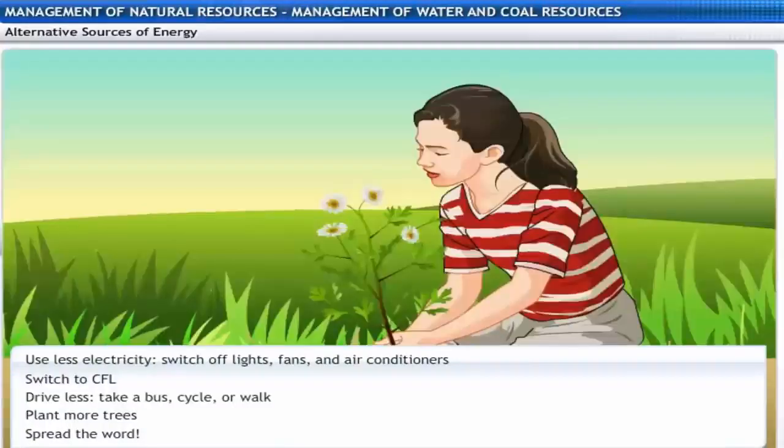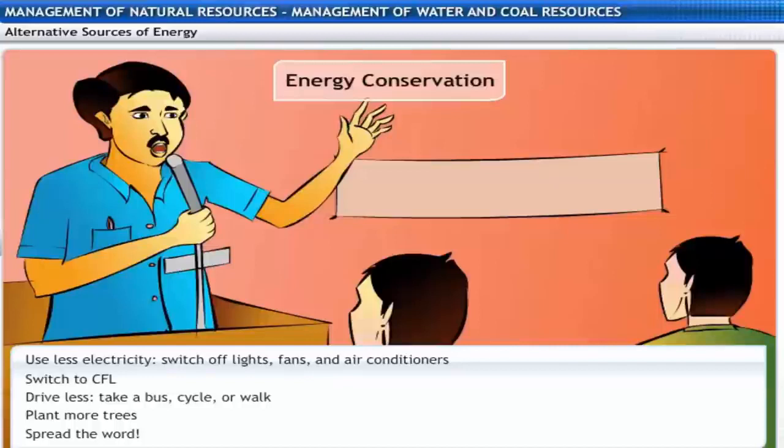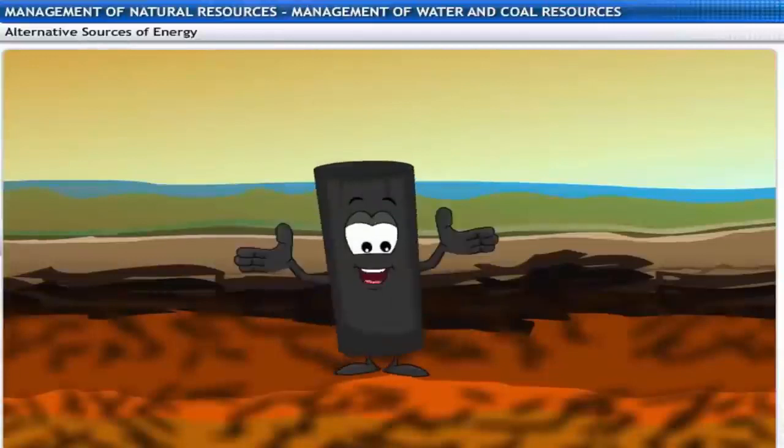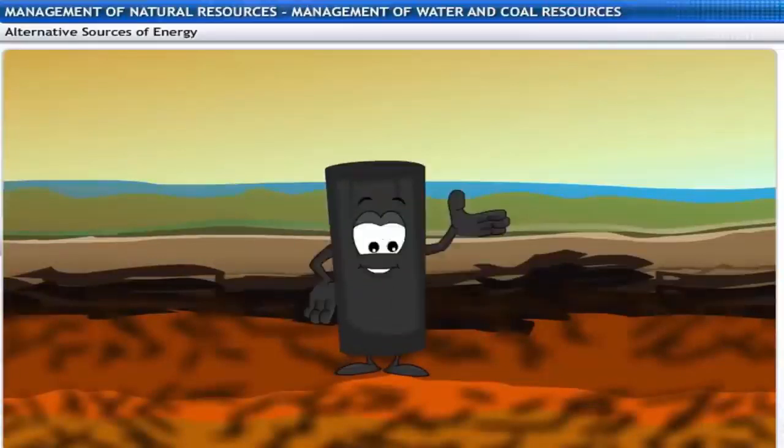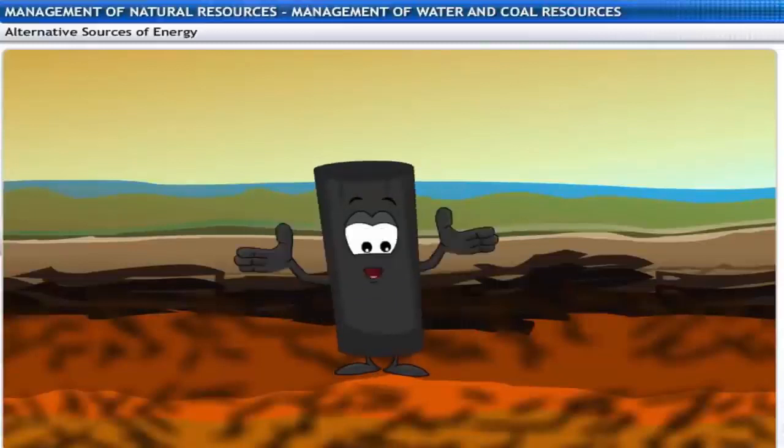You can plant trees to help give back what you're taking from the environment. Finally, you can also share your knowledge about energy conservation and try to create social awareness. So you see, if you use coal carefully, you might still see me a few hundred years from now.